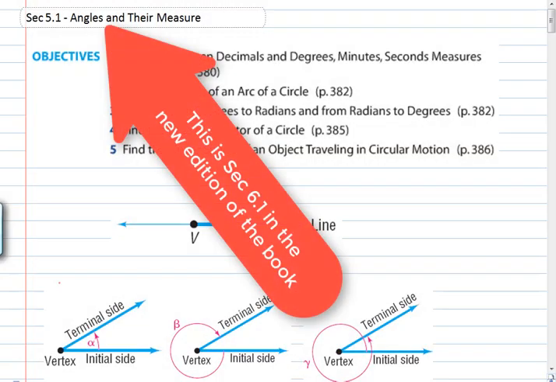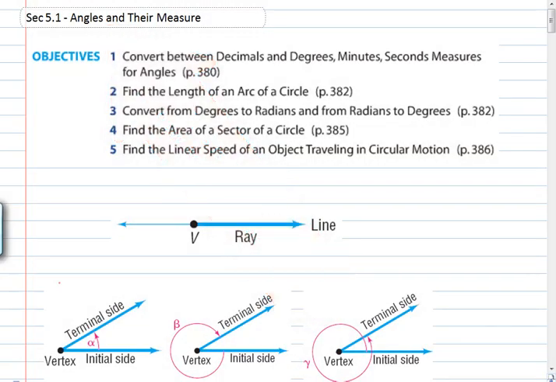Section 5.1 is angles and their measure. We're transitioning away from the algebra into the trigonometry part of the course. When you take calculus, the hardest part about calculus is the algebra involved, and then typically people come in fairly weak in trig for some reason.